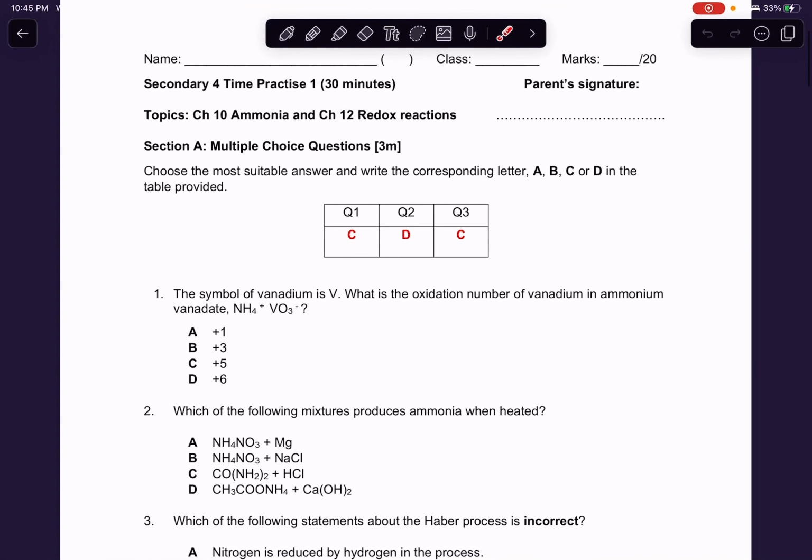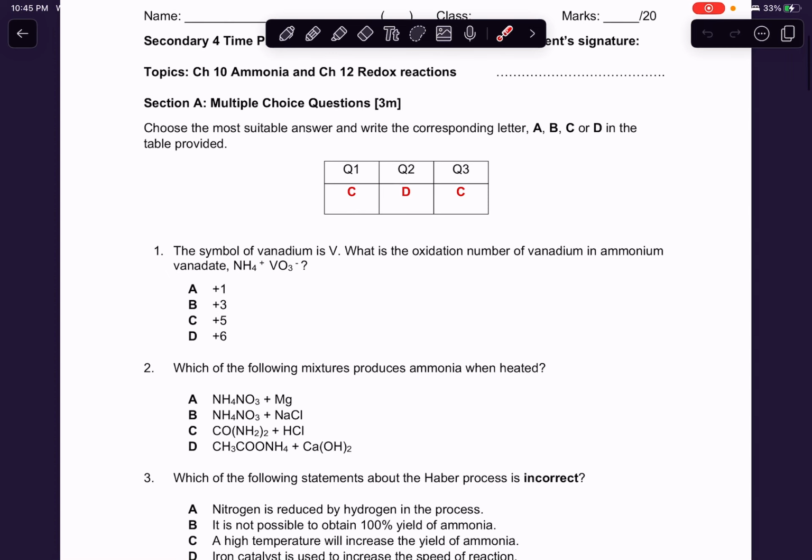Okay, I'm going to go through the entire TP1 again. So if you need explanation for a certain portion that I already went through in class, you can listen now, or else you just fast forward to the last question. Okay, so for the MCQ, the answer is CDC.